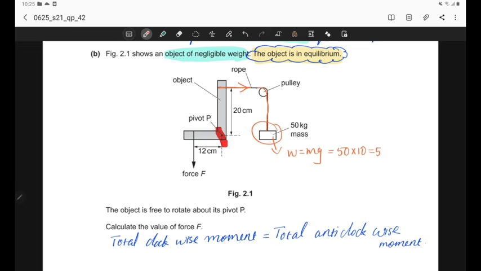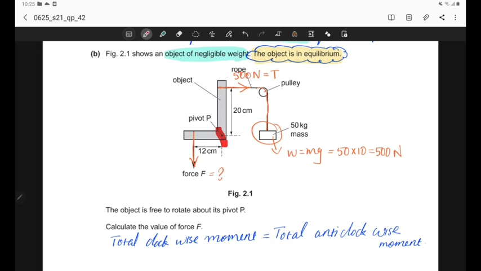So we will get 500 Newton. So on the rope there will be a force of 500 Newton. We can mention it as tension because it's a force acting on a string. So we can call it tension. And another force is acting vertically downwards, which is F. This is what you need to calculate.